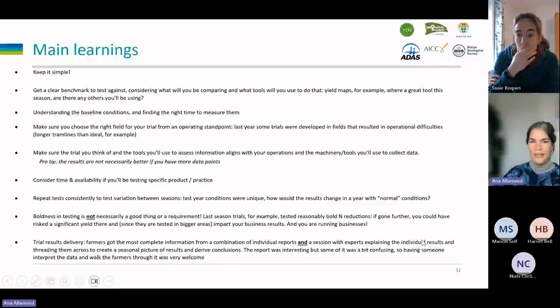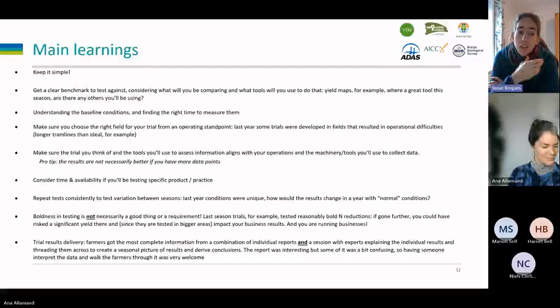Let me move into the main learnings then, and you can walk us through them. Yeah, so as we said, keeping it simple. Some of those trials in 2022 had 6 treatments in, which was hard work and removed any possibility of replication. I think people have found their simpler trials in 2023 easier and more informative.